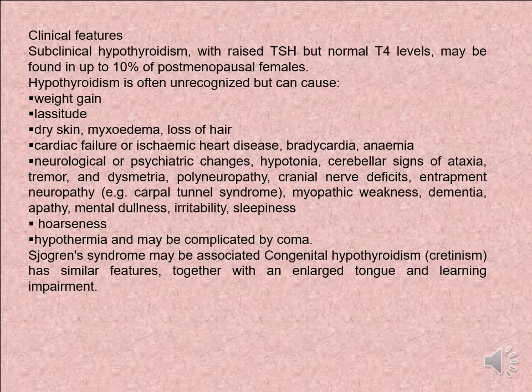intermittent neuropathy like carpal tunnel syndrome, myopathic weakness, dementia, apathy, mental dullness, irritability, sleepiness, and hoarseness. Hypothyroidism may be complicated by coma. Sjogren syndrome may be associated with it. Congenital hypothyroidism, called cretinism, has similar features together with an enlarged tongue and learning impairment.